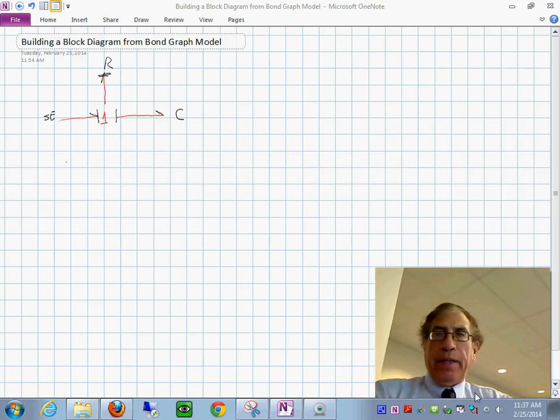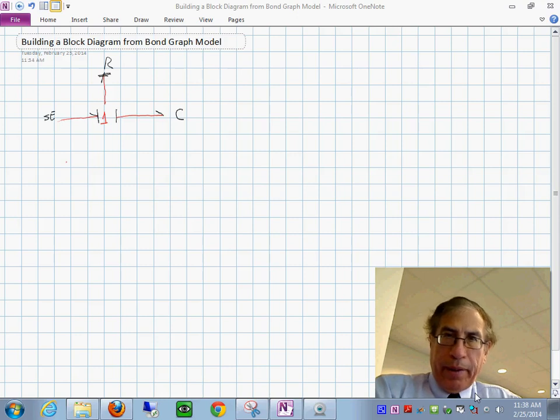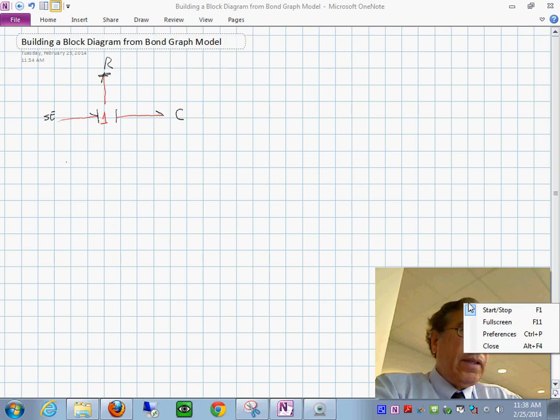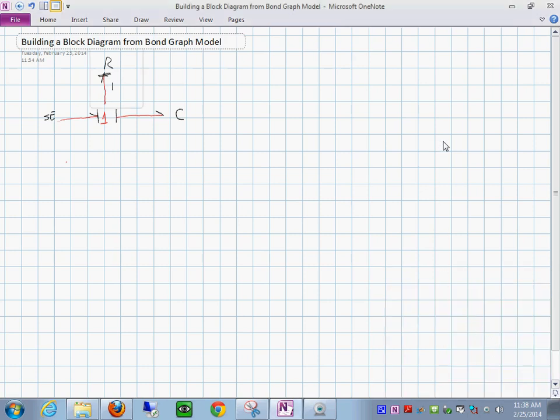We are going to see now how we are going to build a block diagram from a bond graph model. On the screen, you see this system that has an F source, an R element, and a C element, a simple system. So let's engage in a systematic way of creating this block diagram model.